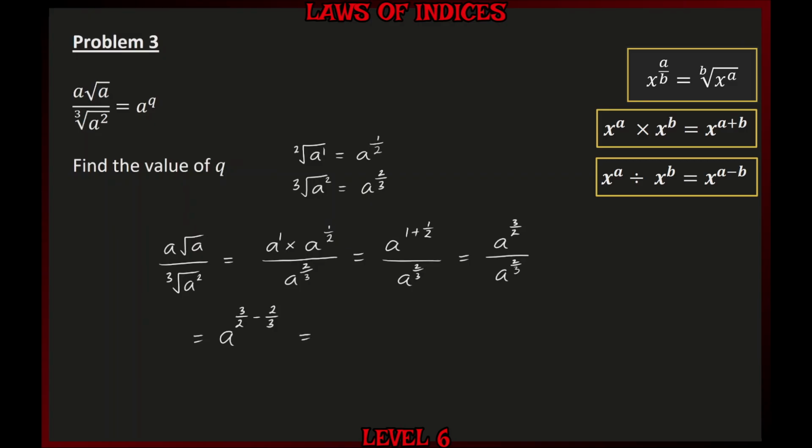We can rewrite 3 over 2 and 2 over 3 both with a denominator of 6. So we have a to the power of 9 over 6 minus 4 over 6. And this gives us a to the power of 5 over 6. And since in the question we're told that this is equal to a to the power of q, we can write down our final answer, which is that q is equal to 5 over 6, or 5/6.